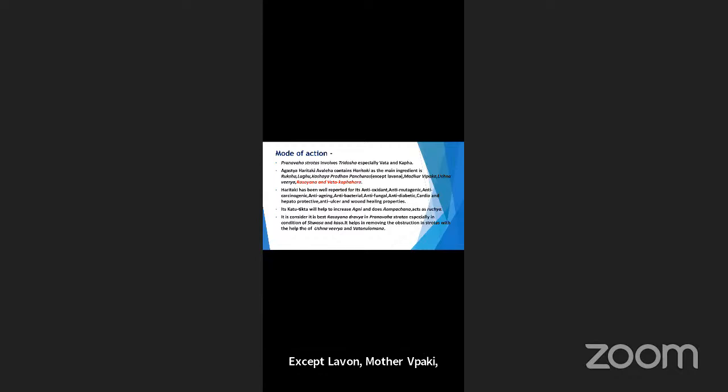Haritaki has been well reported for its antioxidant, anti-mutagenic, anti-carcinogenic, anti-aging, antibacterial, antifungal, anti-diabetic, cardio and hepatoprotective, anti-ulcer, and wound healing properties. Its Katu Tikta will help to increase Agni, does Ama Pachan and acts as a Ruchya. It is considered the best Rasayan Dravya in Pranava Srotas, especially in conditions of Shwas and Kas. It helps in removing the obstruction in Srotas with the help of Ushna Virya and Vatanuloman.